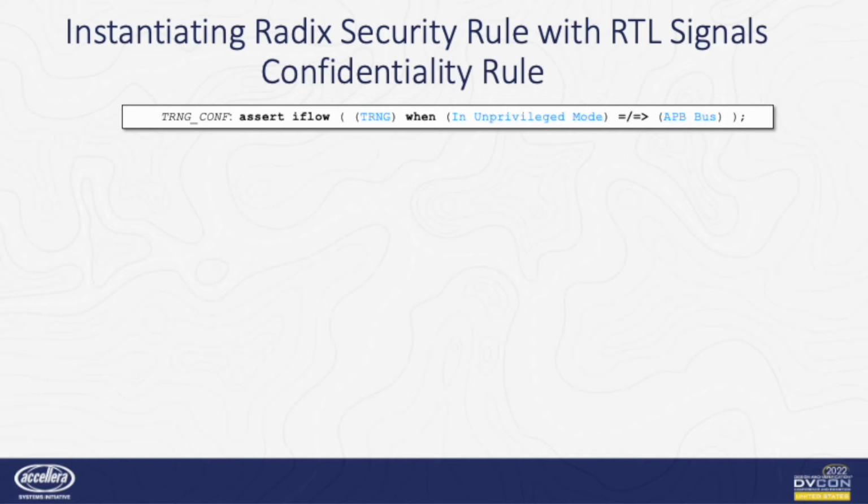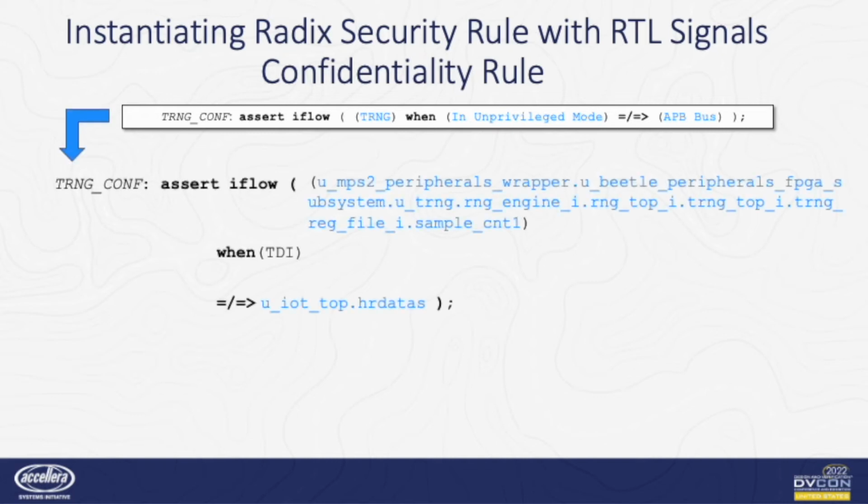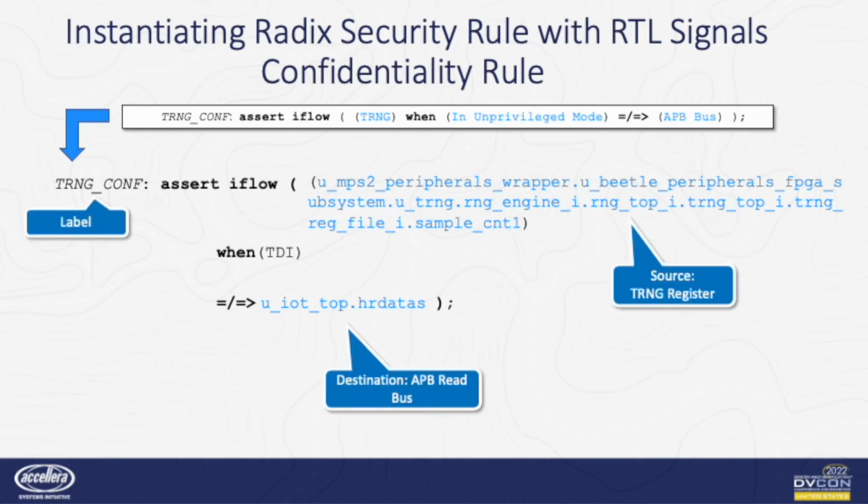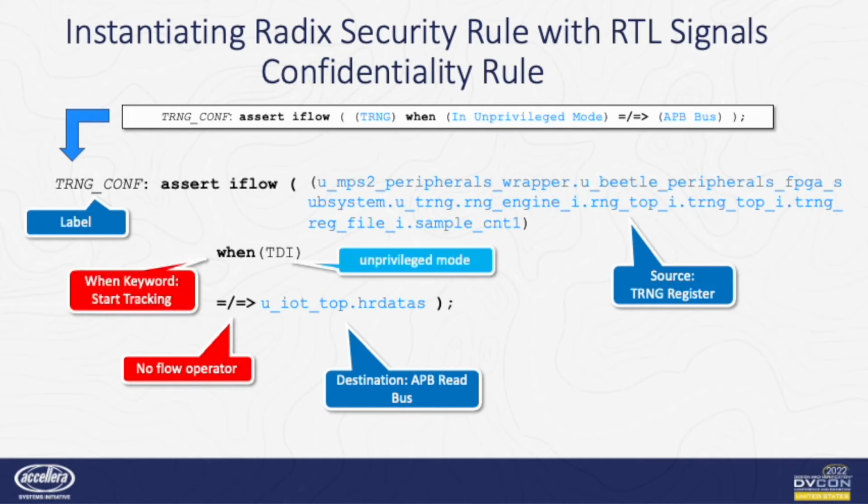In our final step, we convert the abstract rule to the Radix security rule by instantiating the elements in the RTL. Let's look at the confidentiality rule. We have the label, then we have the source, which is the TRNG sample count register. The destination is the APB read bus. The no-flow operator says that the TRNG register should not flow to the APB read bus, and this should not happen when we are in unprivileged mode.